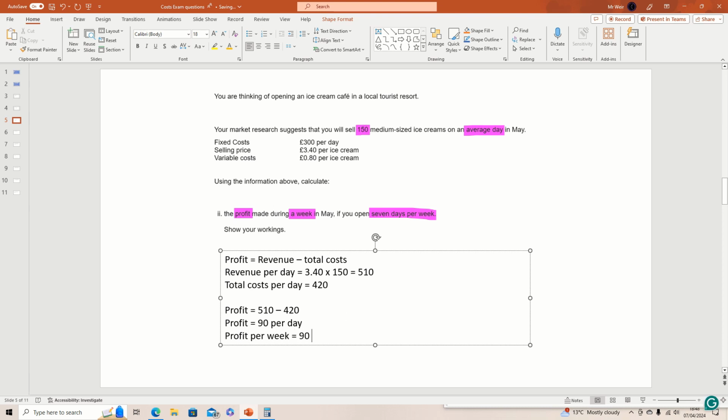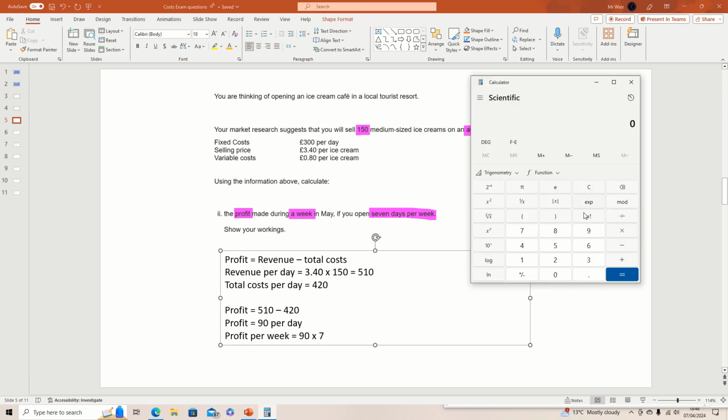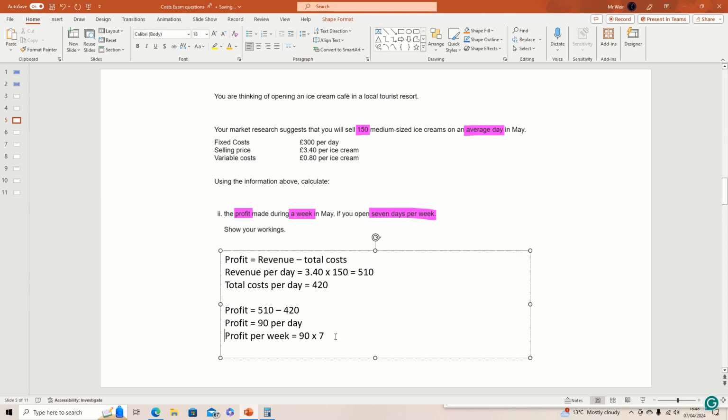That is 90 times 7. So if you can't do that in your head, you can obviously use a calculator to make sure that you get it right. 90 times 7 is 630. So that is our profit per week: £630.